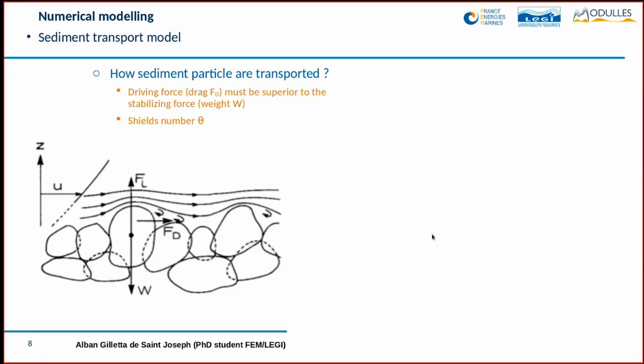But then we have to add sediment on those simulations. So first, a little word about the sediment transport model and how sediment particles are transported. Basically, on this sketch, you have a particle which is subject to different forces: the driving force according to the velocity of the fluid, and the stabilizing force, which is the weight here. If you take a ratio between those two forces, you can define a so-called Shields number, which demonstrates the level of sediment transport.